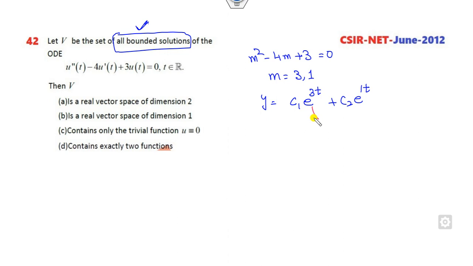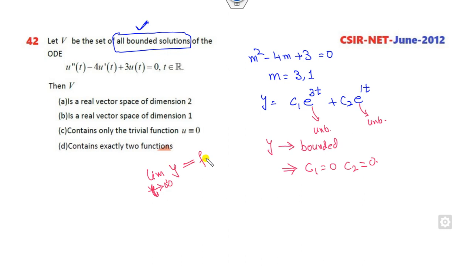This is unbounded, and there is no initial condition given to you. How can you make this solution bounded? Only if C1 and C2 are both 0. Why does it happen? Because when you take the limit as t tends to infinity, bounded means it should go to a finite limit. But here, when you take the limit as t tends to infinity, this will go to infinity. So how do you prevent it from going to infinity? Only when C1 and C2 are both 0.